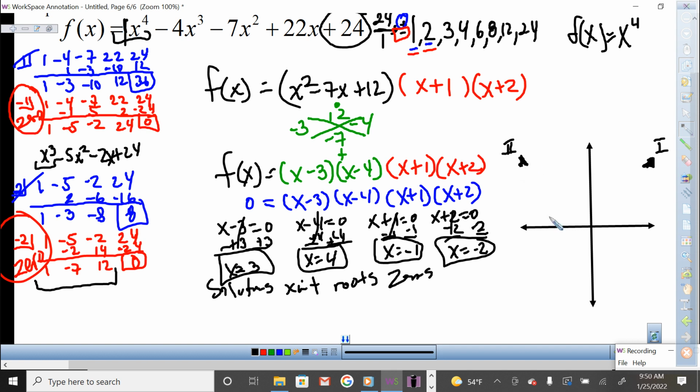All right, and now we just need the x-intercepts, yes? Here we go. X equals 3. 1, 2, 3. There it is. X equals 4. X equals negative 1. X equals negative 2. All right, from left to right, let's start over here with the arrow. Go down through this one, back up through this one, back down through this one, back up through this one, and we are done. Woo!